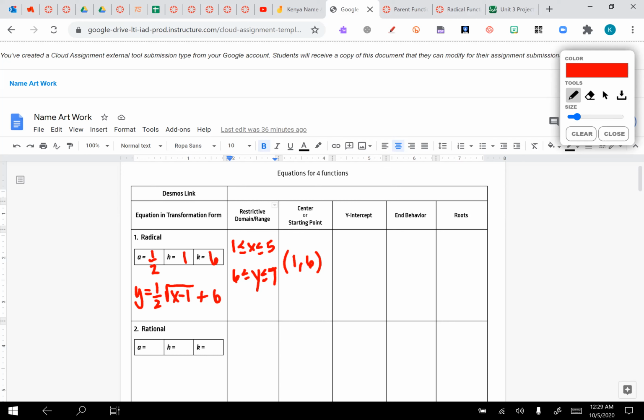We chose that, right? So now we got to find our y-intercept, our x-intercepts, and remember roots is another name for x-intercepts, and our end behavior. We're going to save end behavior for last and go ahead and do the x and y intercepts.